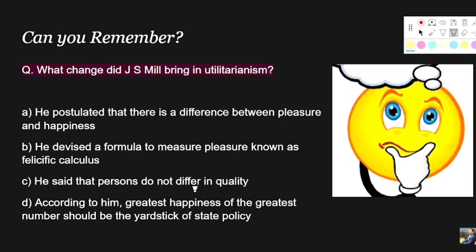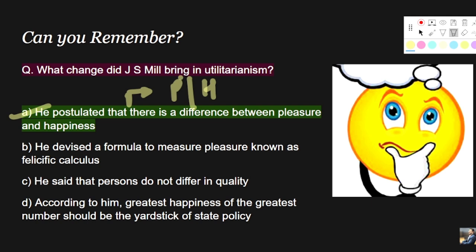Now let's see the answer. The answer is that he postulated that there is a difference between pleasure and happiness, because this is the first and foremost revision that was made by J.S. Mill. He distinctively differentiated between the notions of pleasure and happiness.